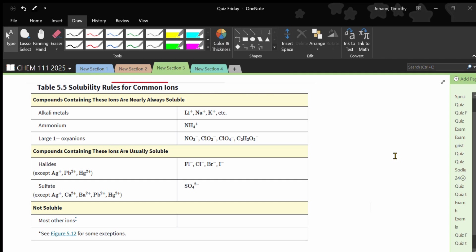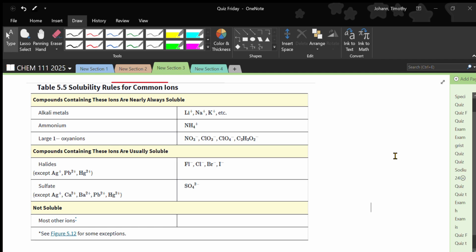So those ions. All right. Down here, these compounds are usually soluble. So things that contain fluoride, chloride, bromide, or iodide, except our exceptions are silver, lead, and mercury. Okay. So right now, I want you to just focus on learning how to use this table. Lead's cool, it makes a nice color thing. I've got a nice picture of that later.